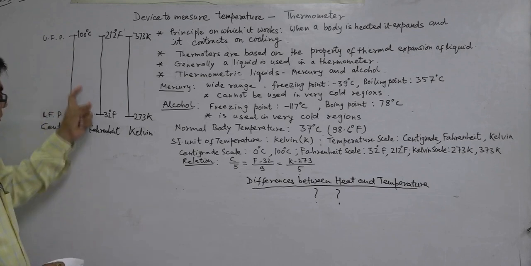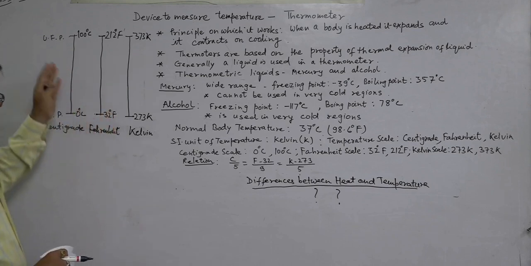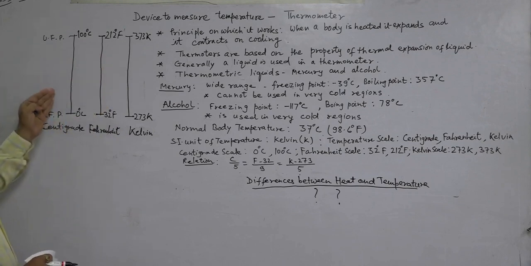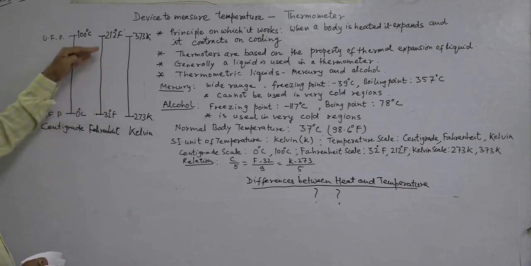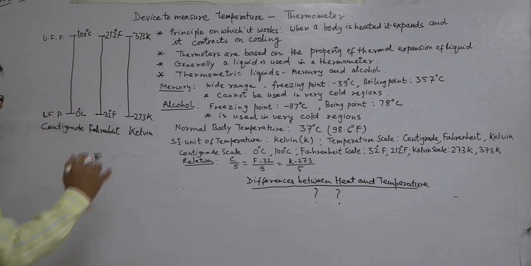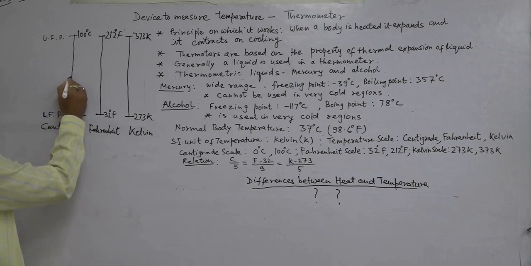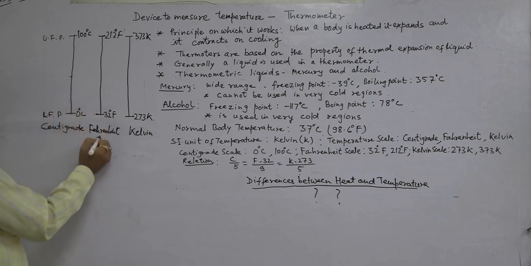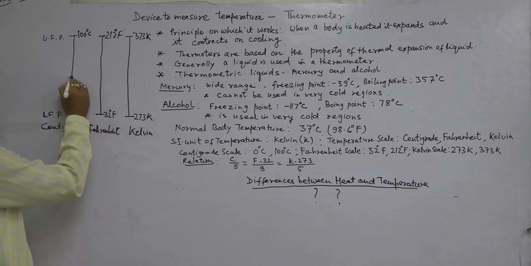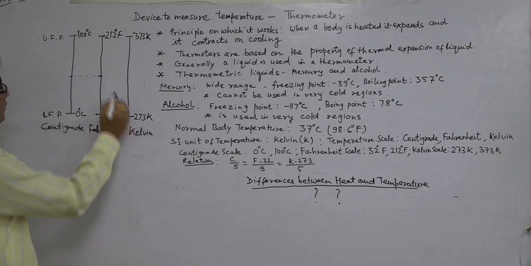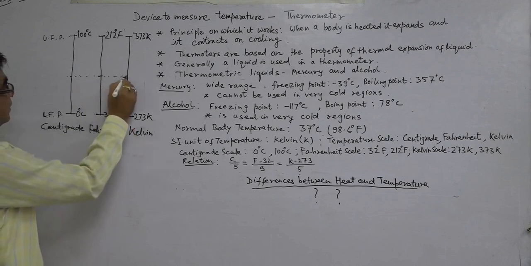I will show you here. Suppose these are the three thermometers, and I have shown the lower fixed point and upper fixed point for all these. Let's suppose a temperature in the centigrade scale is here, and for the same position in Fahrenheit it's here, and for Kelvin it's here.